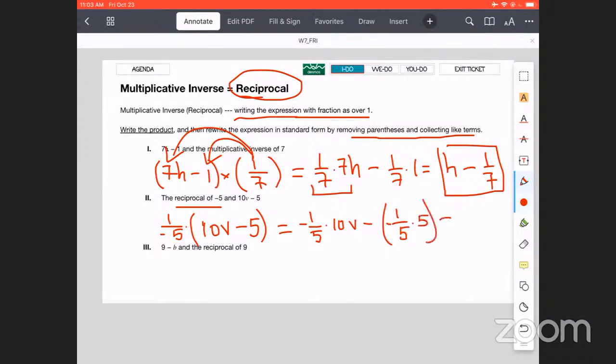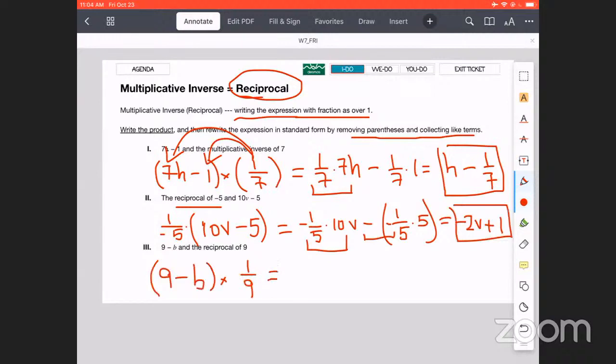Okay, so there are two things that you have to be very careful about in the second term. So the first one is 1/5 times 10, it's a 2, and there is a negative sign in front of it, so it's going to be -2v. For the second one, there are 2 negative signs that come together. It has to become positive, and then 1/5 times 5, which is a 1. Okay, so yeah. And the last one, it says 9 minus b. You need to multiply that 9 minus b with the reciprocal of 9, which is 1/9. Okay, and now I'm going to multiply that 9 with every single thing inside the parentheses.